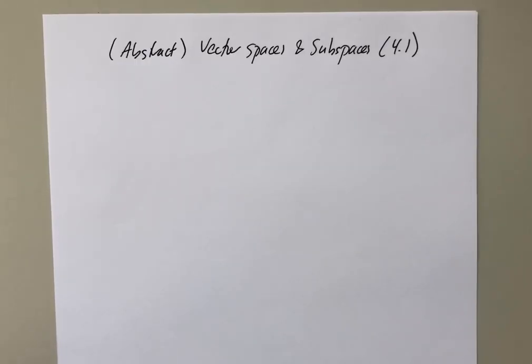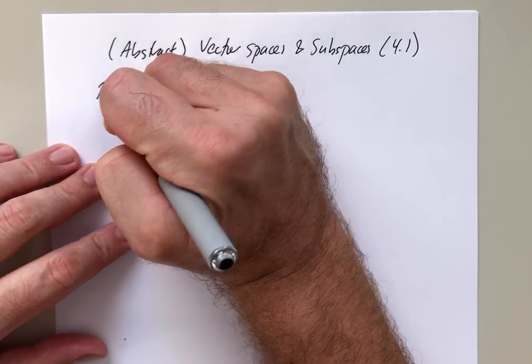Hello everyone, today we're talking about what are called abstract vector spaces and subspaces. This is material from 4.1. So we're going to be changing gears today, kind of talking about something, well, more abstract than usual. But let me just set the stage a little bit.